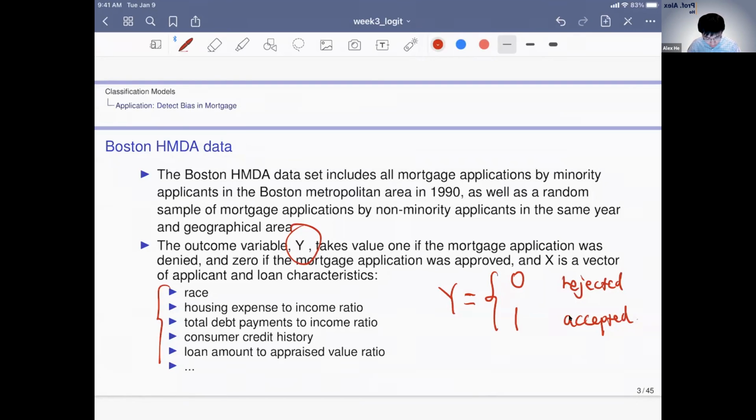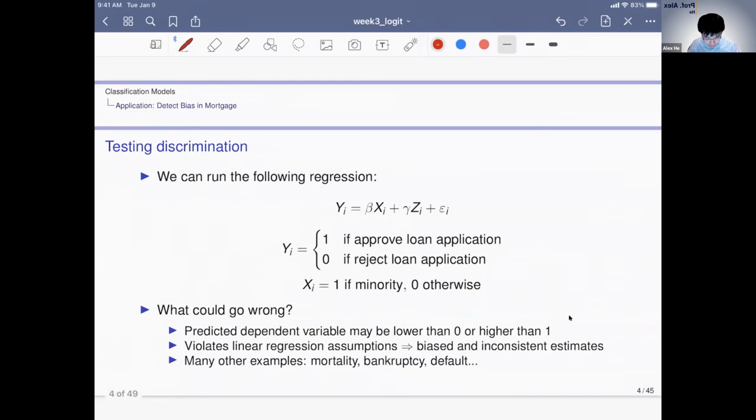Okay, so if you were doing a linear regression, you would do something like this, right? You have the Y variable, which equals 0 or 1, meaning whether it's approved. And then you have the X variables on the right-hand side, and one of them is whether the applicant is a minority. And then you would do a t-test to see if you have a significant effect from that variable. And if it is significant, then it means that there is discrimination. So that's how you would do it in the linear regression.